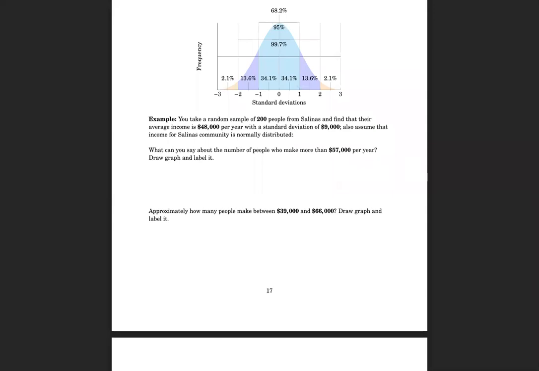You take a random sample of 200 people from Salinas and find that their average income is 48,000 per year with a standard deviation of 9,000. Also assume that income from Salinas is normally distributed, and we exclude the outliers.